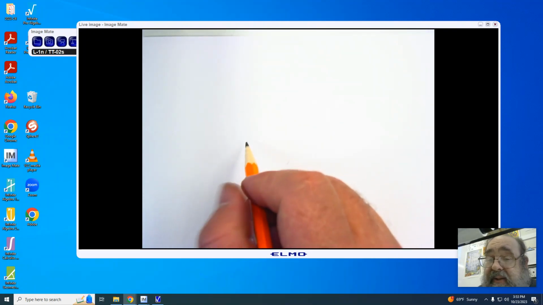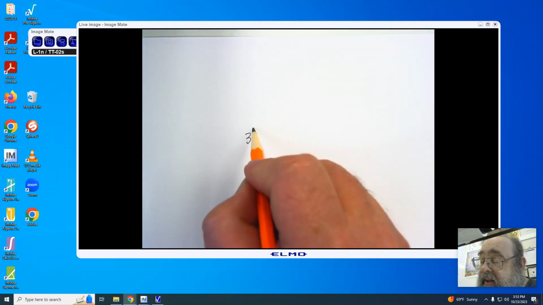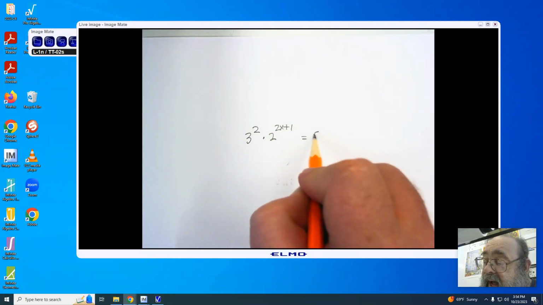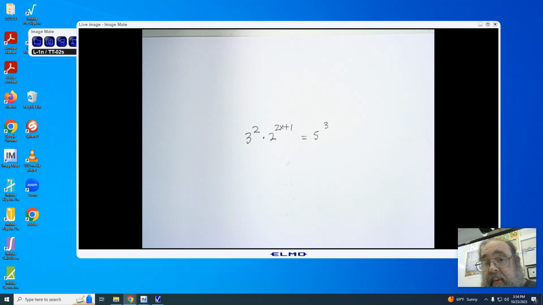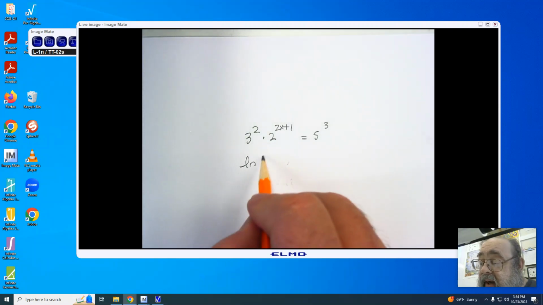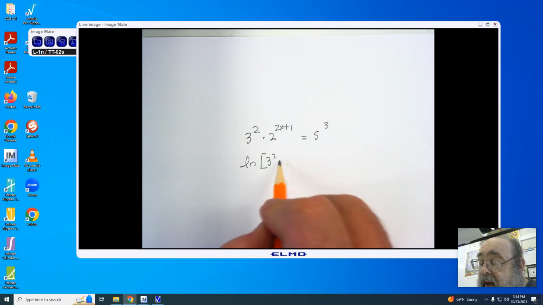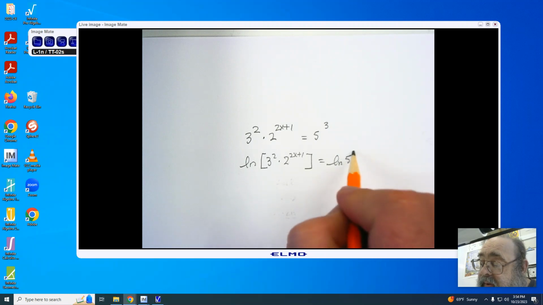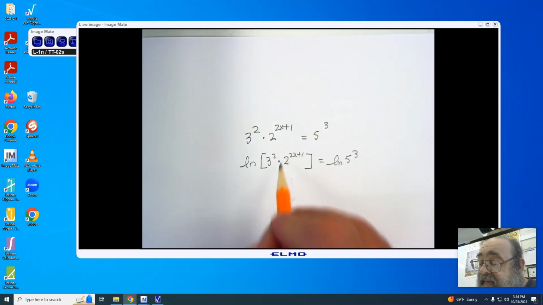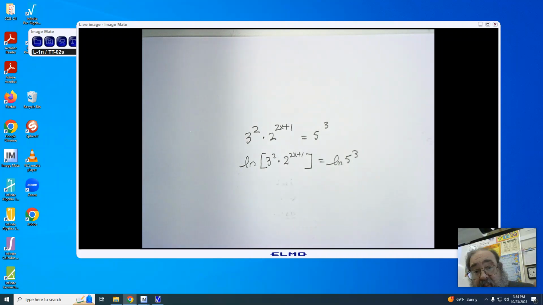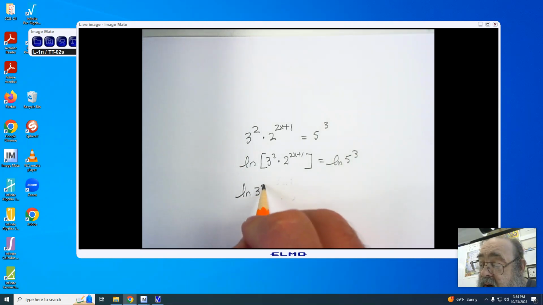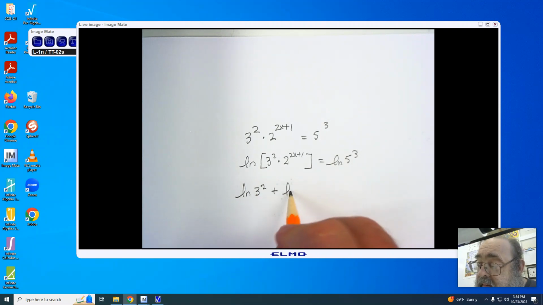So here, let's take a look at something that's a little bit more difficult. Let's go 3 to the second power times 2 to the 2x plus 1 is equal to 5 to the third power. We're going to start by exponentiating, which means I have 3 squared times 2 to the 2x plus 1 equals the natural log of 5 to the third. Because I have the times here, we have to expand this into more than one term. So we're now using our properties of logarithms and the expansion of logarithms to make 2 logarithmic terms. We put a plus in between.